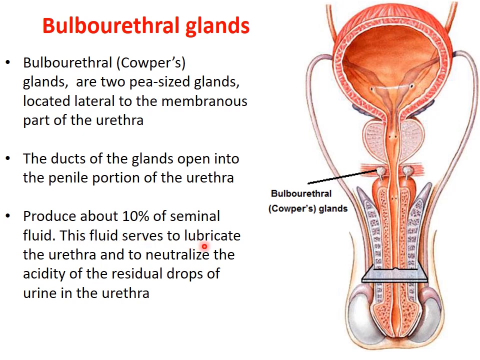This fluid serves to lubricate the urethra and to neutralize the acidity of the residual drops of urine in the urethra, because this is the same tube through which the urine is also passing. So urine is slightly acidic. When in an acid environment, the sperm get killed, right?